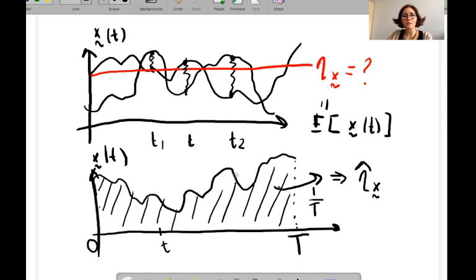But if your random process is a nice one, called an ergodic random process, then these two things are equal. So it is a special case when these two things are equal. When eta x is equal to eta x hat, this is a special situation that we call ergodicity in the mean.